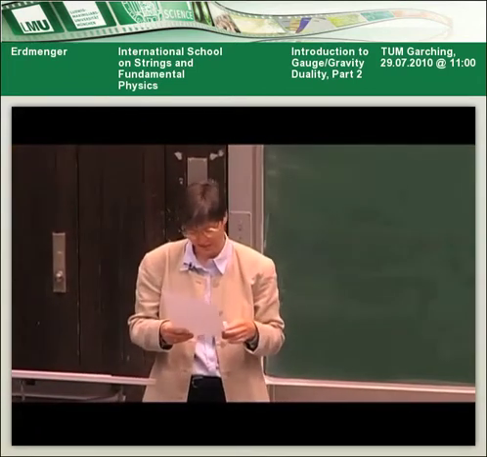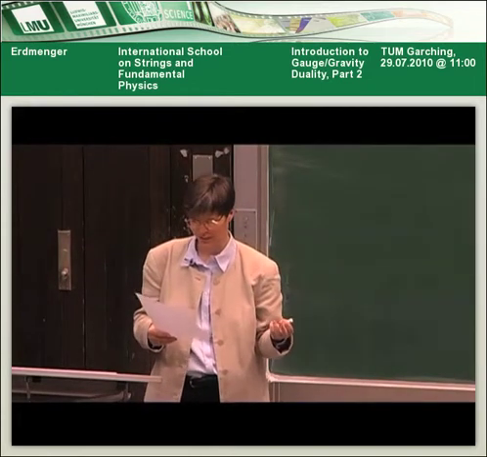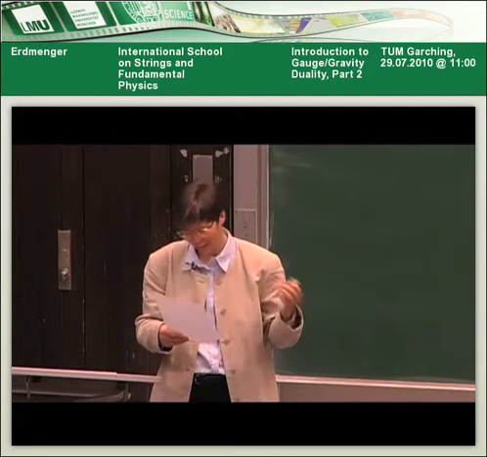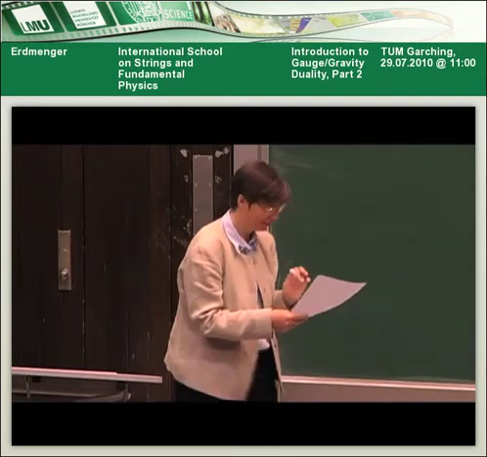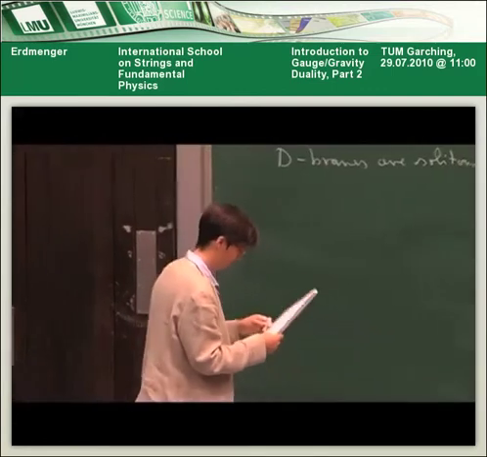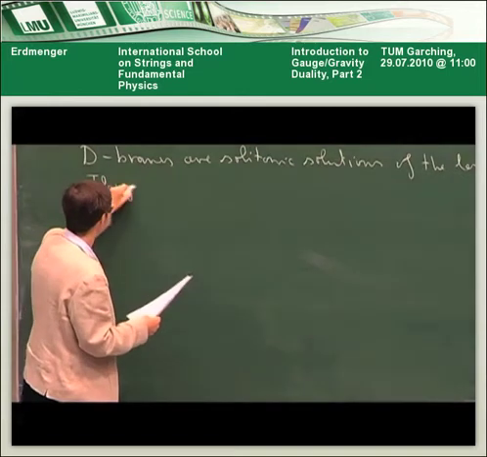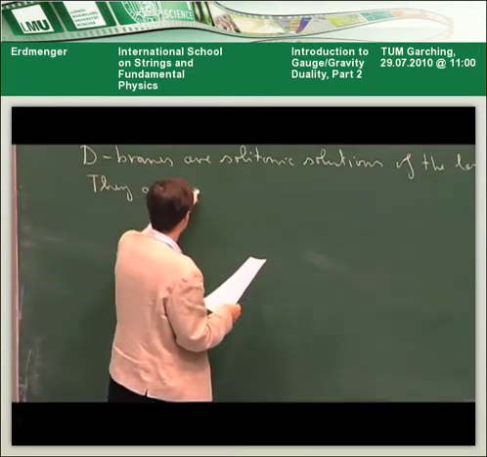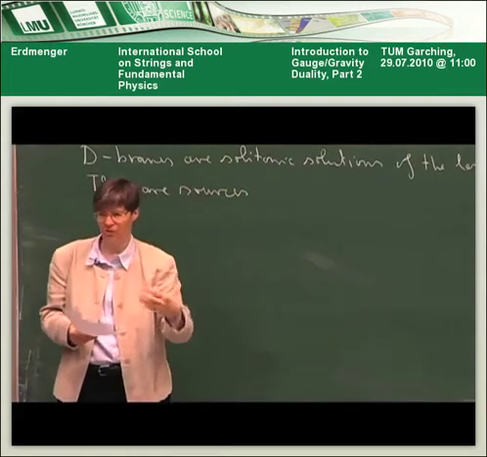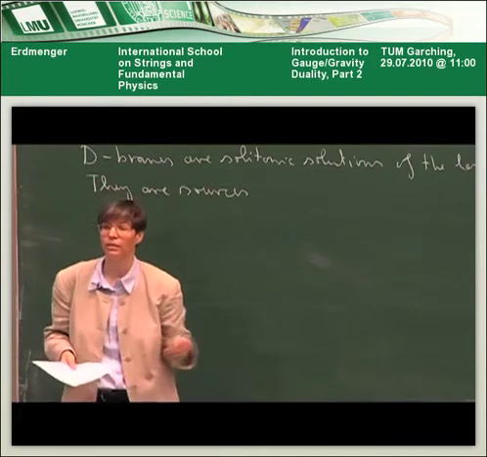Let me write the formula. I mean, so, okay, they will be sources for the gravitational field. Okay, I know it's a little abstract. Let me go on. I write down the equation for the metric, and then we will see how this happens. So they are sources, basically they will be solutions of Einstein's equations with a particular structure.